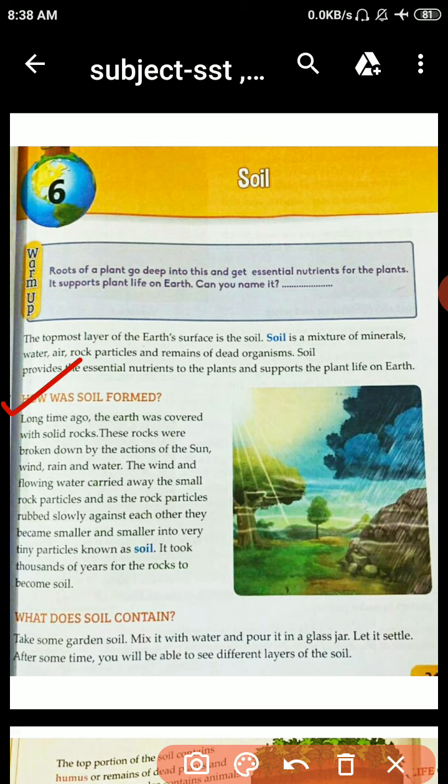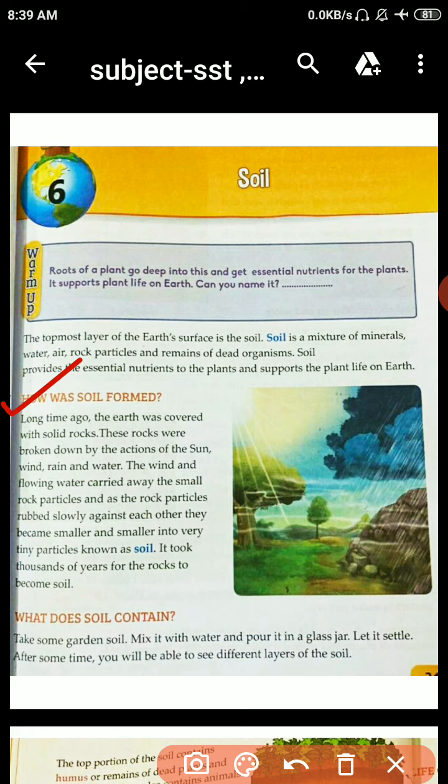Got it? Okay. Student, one important thing is it takes about 100 to 1000 years to form 1 centimeter of soil. It is very important to know this. Soil takes about 100 to 1000 years to form 1 centimeter of soil. Okay student.